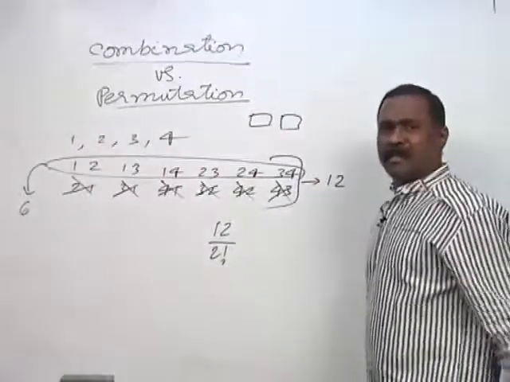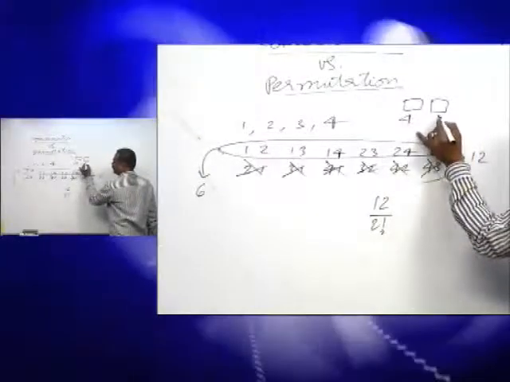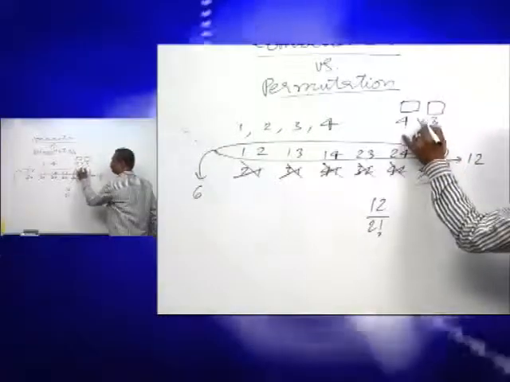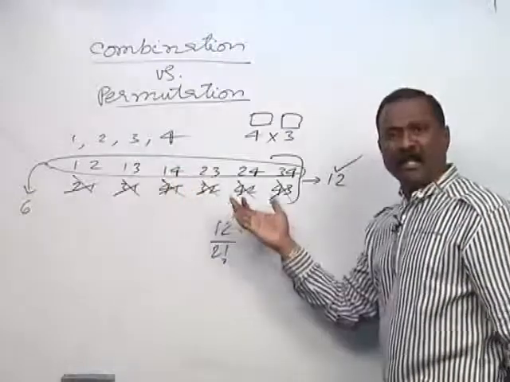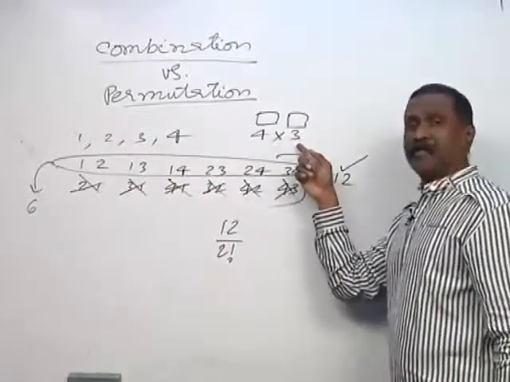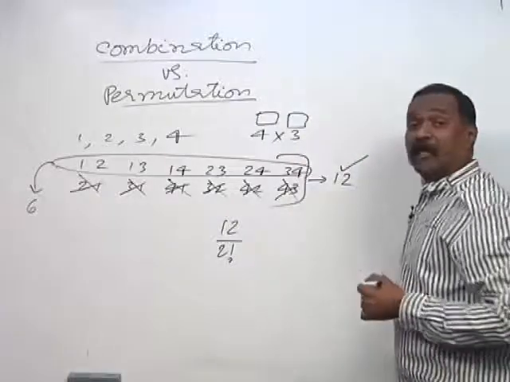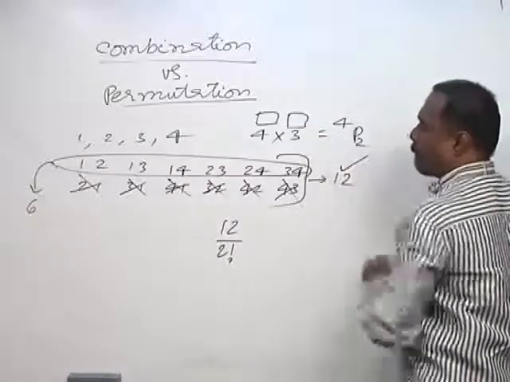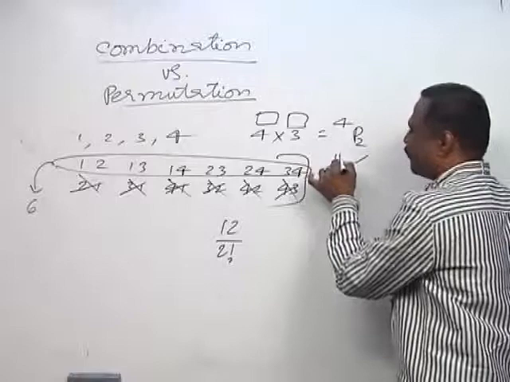Consider 2 blank places. Principle of counting. The first blank place can be filled in 4 different ways without repetition. The second blank place can be filled in 3 different ways. So 4 into 3. Any layman can write it like this, but we have derived it by the principle of counting, and based on that we have derived the formula for permutation. So it is nothing but 4P2. So 4 into 3, 4P2, is 12.